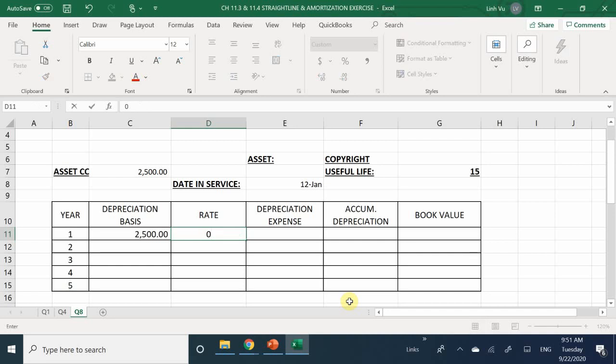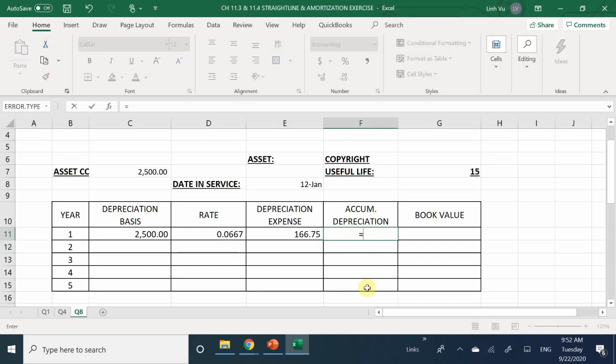Yes, so 0.0667. Okay, just so that it indicates that we're rounding now to 0.0667. So what's my depreciation base expense going to look like? 166.75. Depreciation basis times the rate. It's going to be 166.75. Okay, so then what's my accumulated depreciation going to be?